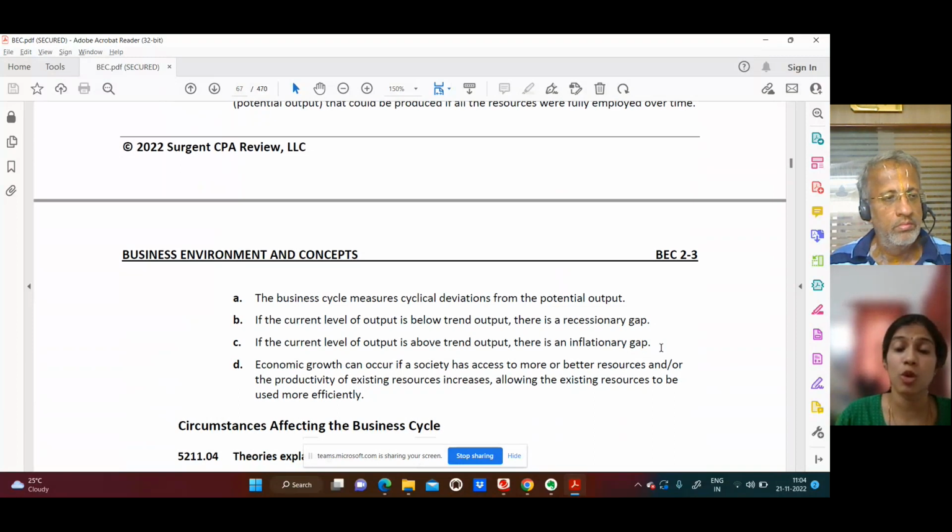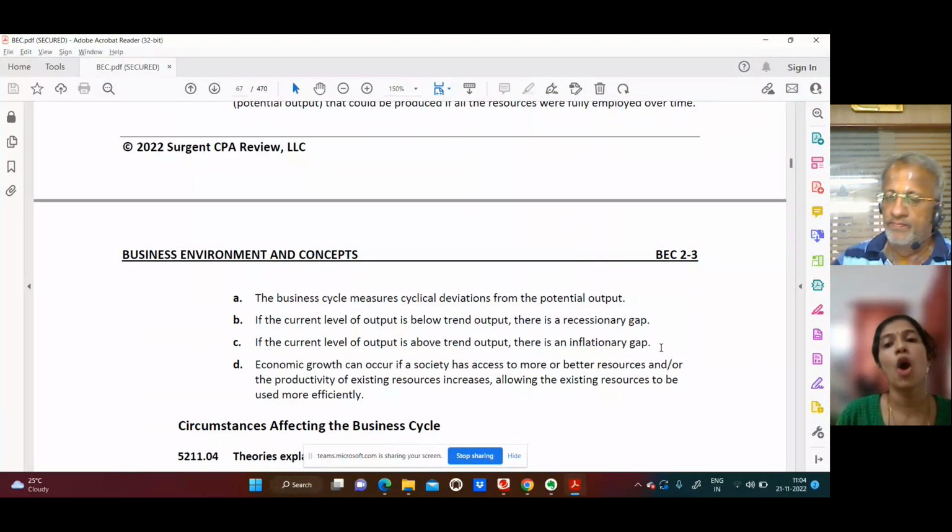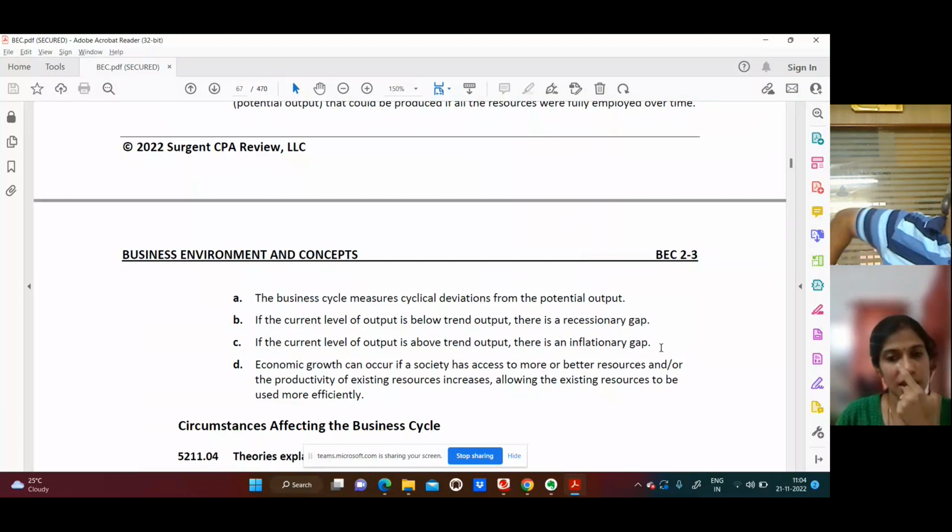What happens in a recessionary gap? You are able to produce more, your potential is actually high, but you're not able to utilize the resources because of lack of demand, right? I gave you the example of employment. If you think of employment as a resource, somebody wants to get a job, he is eagerly applying for a job, but he is not getting a job. It is not because of the lack of skill or lack of his readiness to be employed. It is because of the lack of demand in the market, right?